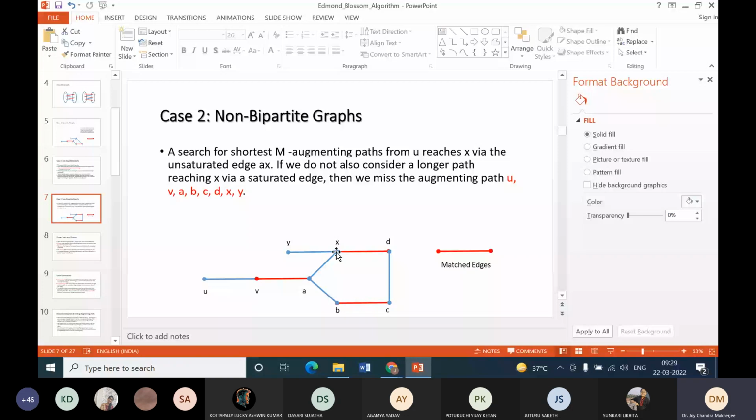Second observation says that even if some matching is there, these red colored edges are the matching. If some edges are coming out of this blossom, those edges must be unsaturated edges. Why? Because all these vertices are saturated. So except this vertex through which we enter into the odd cycle, except this stem, for all other vertices, that is B, X, C, D, if there are any edges coming out of them, they must be blue colored edges, that is, unsaturated edges.